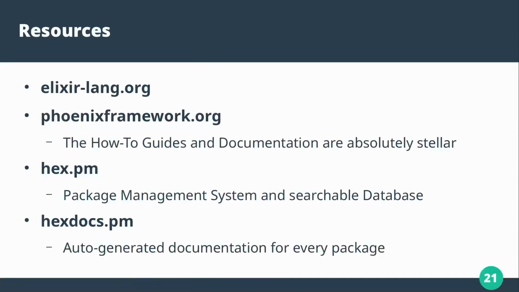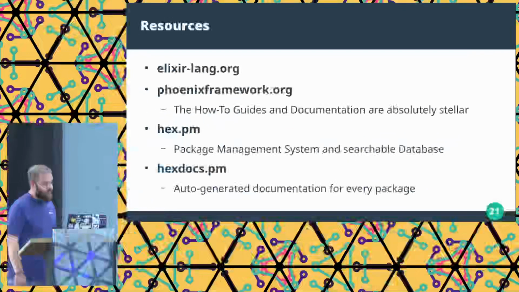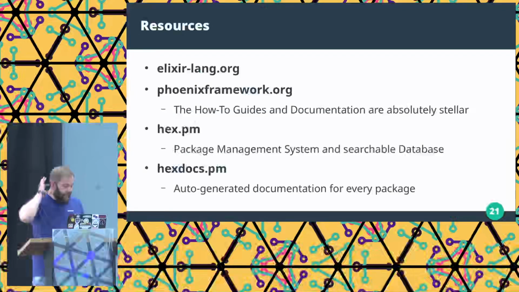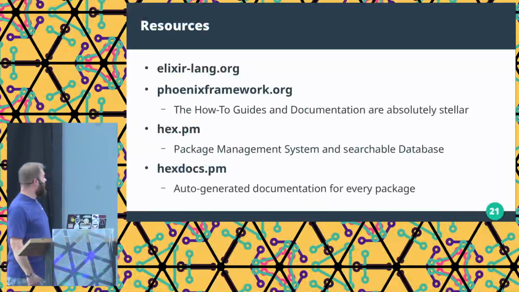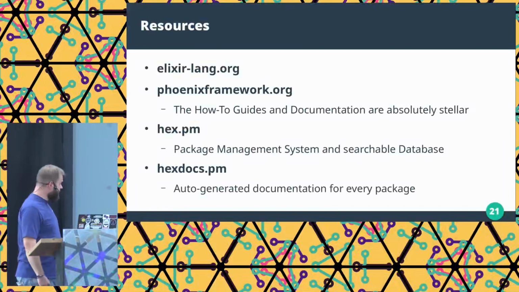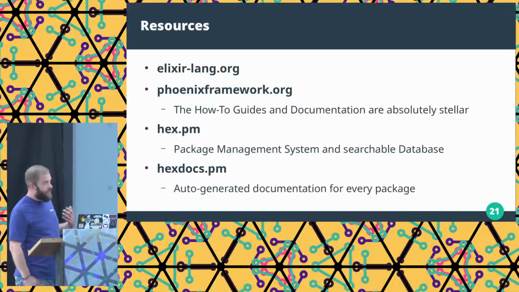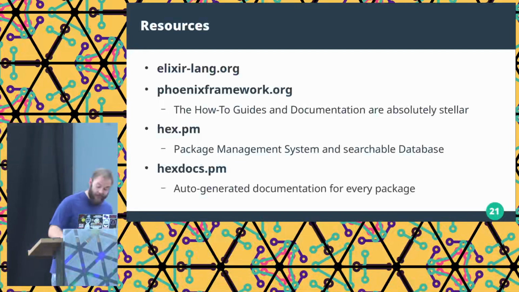If you want to learn more about Phoenix or Elixir, the URLs are pretty easy. elixir-lang.org is for the language itself. phoenixframework.org is the URL for the web framework itself. Hex.pm is Elixir's package manager, like gem for Ruby, so you can go there and look for libraries that you want to use in your software. And there's also hexdocs.pm, where for every package that gets published on Hex, documentation is automatically generated and published for you to consume.